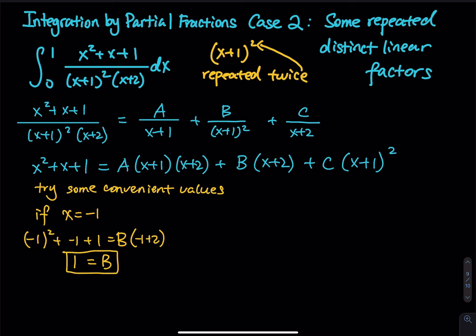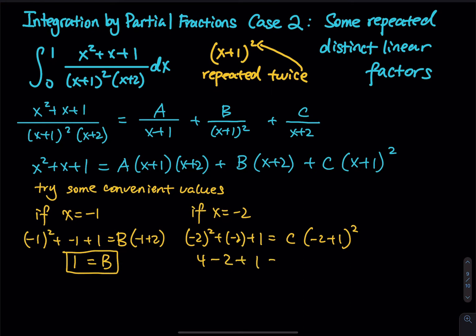And then the next one: what about x equals -2? When x is equal to -2, the x plus 2 is gone instantly, right? So -2 squared plus -2 plus 1 equals, on the other side, no more A, no more B, because the -2 makes them 0. So we have C, and then -2 plus 1 squared. On the left, this is 4 minus 2 plus 1, that is a 3. On the other side, we have -2 plus 1, -1 squared is 1, so C, and then 3 equals C. We just got B and C.